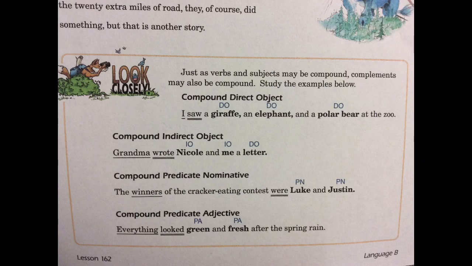Then we have compound predicate adjective. Everything looked green and fresh after the spring rain. So our verb is looked, right? And what looked? Everything. So that's our subject. Now, what did they look like? Well, they looked green and fresh, right? So green and fresh are our predicate adjectives because they describe how everything looked. So that was our Look Closely box.